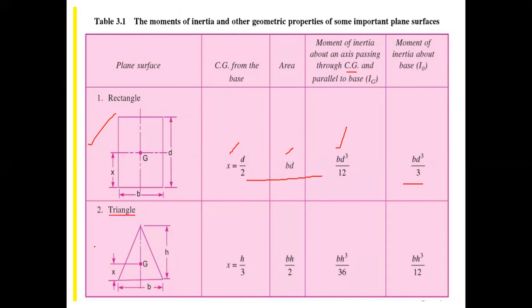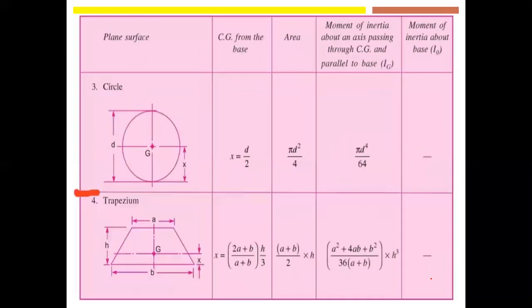For the triangle, what are the formulas? X is equal to h by 3. Next, the area is BH by 2. The moment of inertia about the CG is BH cube by 36. About the base, it is BH cube by 12.